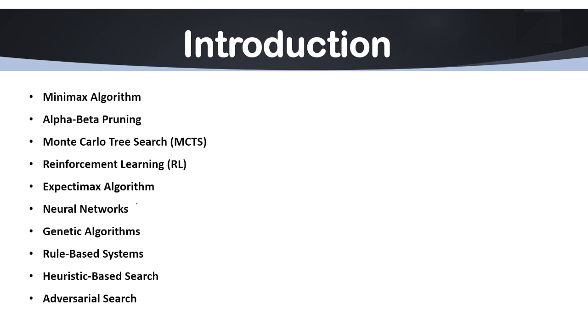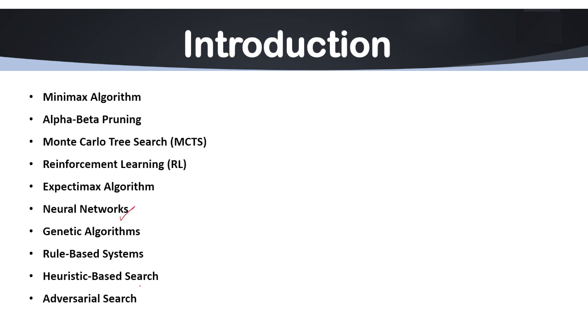Alright, next is the Expectimax algorithm. So, games with probabilistic elements like Monopoly, etc. In such games, you can use the Expectimax algorithm. Alright. Its limitation is it is computationally expensive for games with many probabilistic factors. This is the limitation of this particular algorithm.